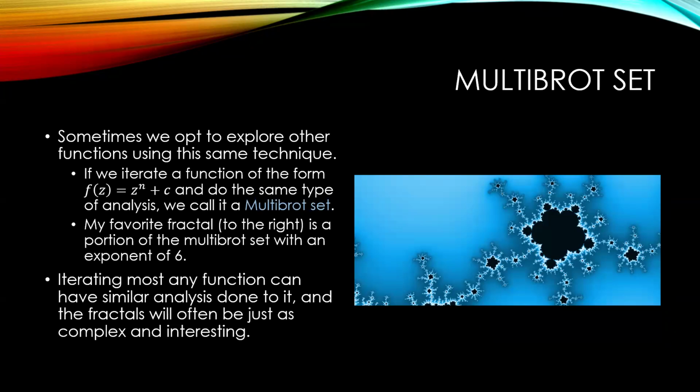This one is one of my favorites, the multibrot set. Sometimes we opt to explore other functions using this same technique. And so if we iterate a function of the form f of z equals z to the n plus c and do the same type of analysis, we call it a multibrot set. My favorite is this one, which is a portion of the multibrot set with an exponent of 6. And so z to the 6th plus c. Iterating most any function can have similar analysis done to it, and the fractals will often be just as complex and interesting.